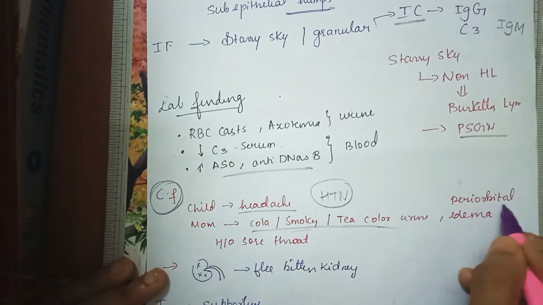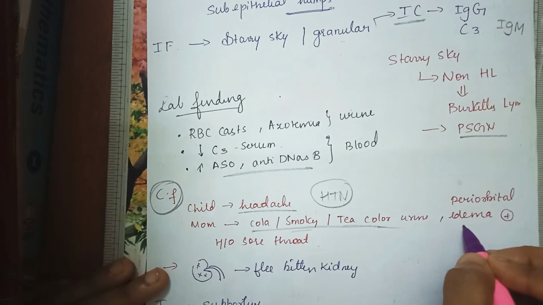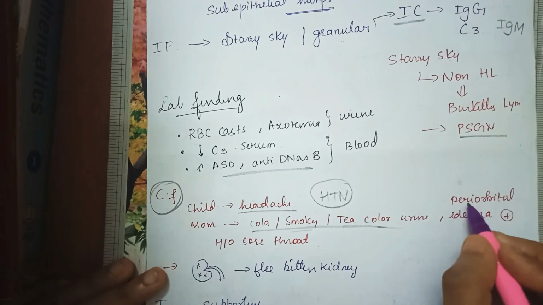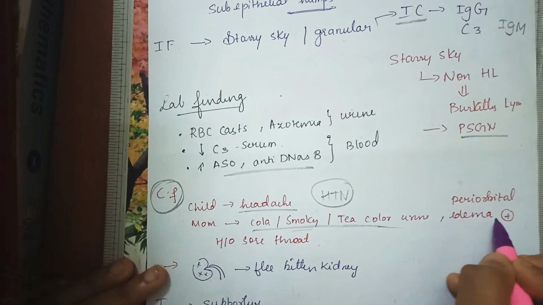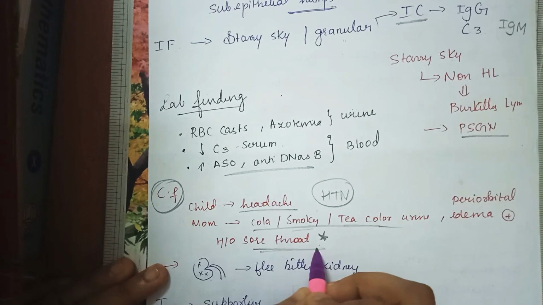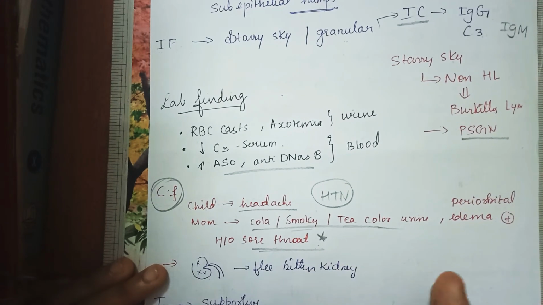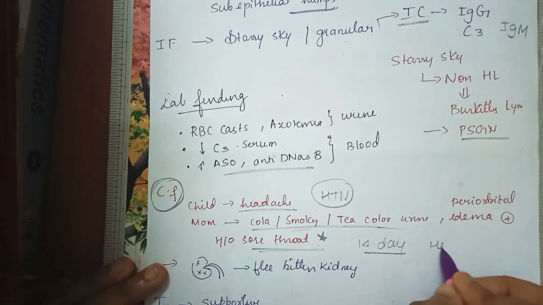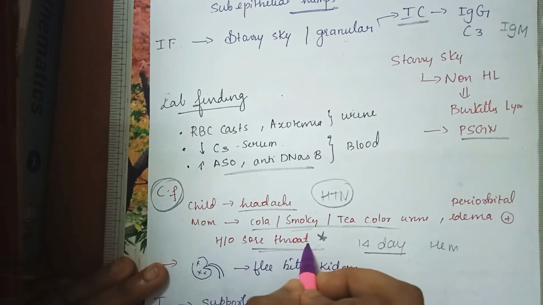And there can be periorbital edema, though we have studied that edema is the main feature seen in nephrotic syndrome. And again, the most important finding here is sore throat. The kid will present with a history of sore throat. Then he will think that he got cured of it. For 14 days there are no symptoms. After that there is hematuria. So there is a history of sore throat.